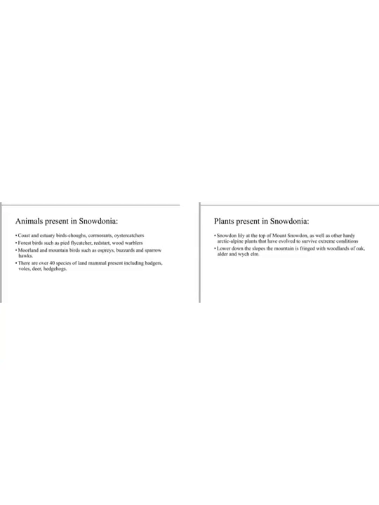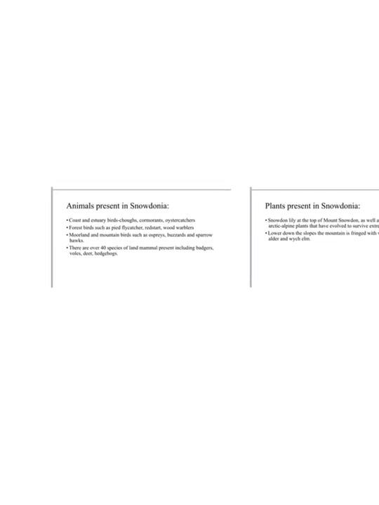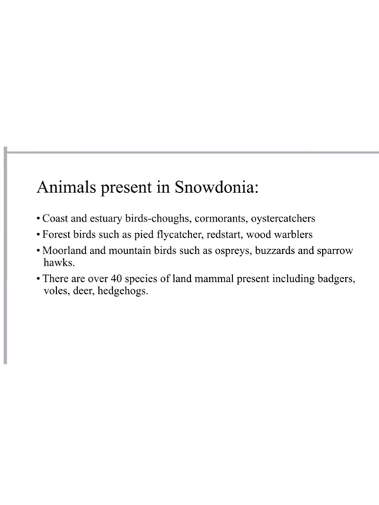So, some of the fauna and flora present in the Snowdonia region is unique, since it's a sensitive ecosystem. So, let's have a look. Some of the animals present in Snowdonia: the coast and estuary birds, choughs and cormorants and oyster catchers. We have forest birds, such as the pied flycatcher, the redstart and the wood warblers. In the moorland, we have mountain birds, such as ospreys, buzzards and sparrowhawks. There are over 40 species of land mammal present, including badgers, voles, deer, hedgehogs, foxes, rabbits, etc.